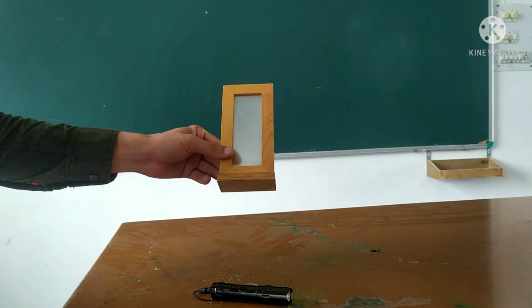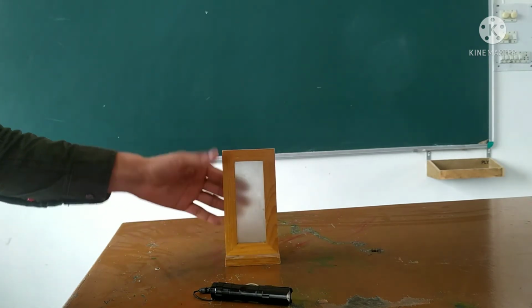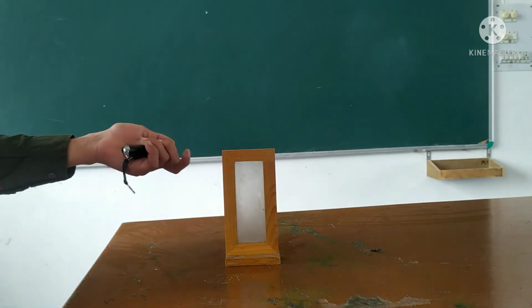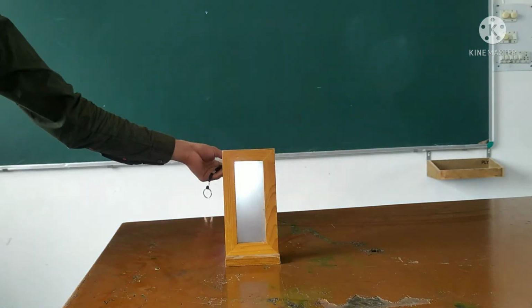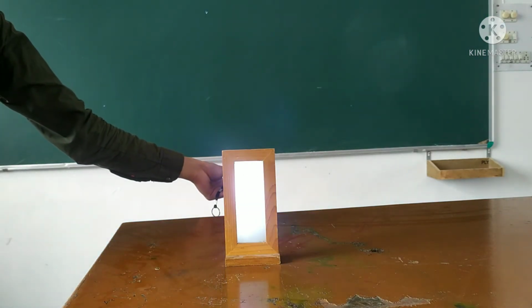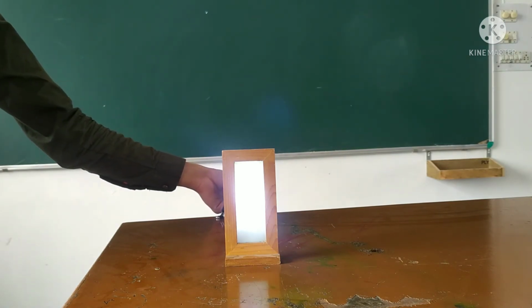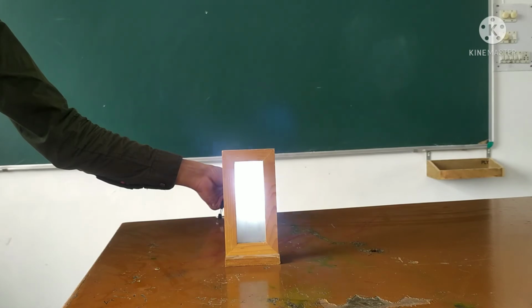Take a translucent object and hold a flashlight again behind the translucent object. We can see that light passes through it partially. It means it is a translucent object.